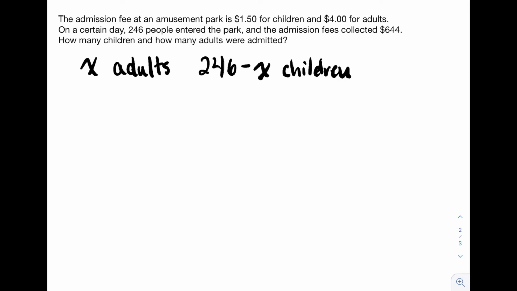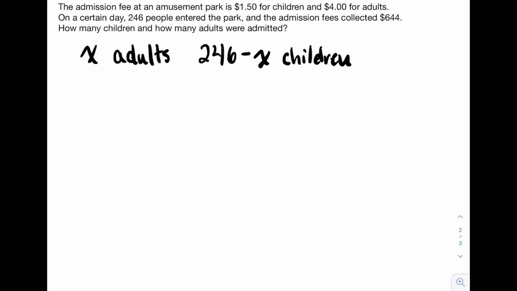So based off of this question, we know that 246 people entered the park. So we can say that X amount of adults and 246 minus X, because the total amount of people minus the adults will leave over the amount of children that entered the park.